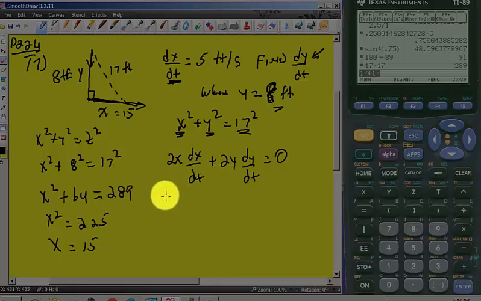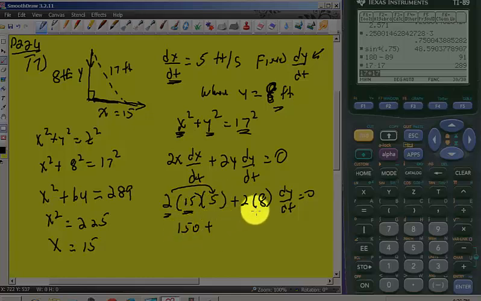We're going to plug in everything we have. 2 times x, we found that to be 15, times dx/dt, which is 5, plus 2 times y, which is 8, times dy/dt, which is what we're trying to find, is equal to 0. All right, 2 times 5 is 10, 10 times 15 is 150, plus 2 times 8 is 16, dy/dt is equal to 0. So my dy/dt turns out to be negative 150 over 16.